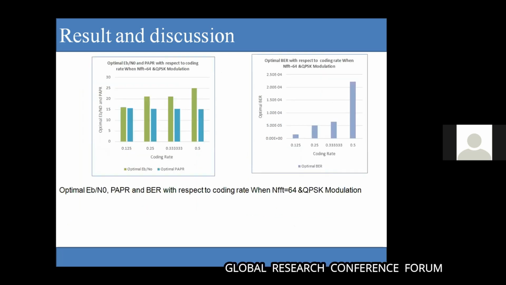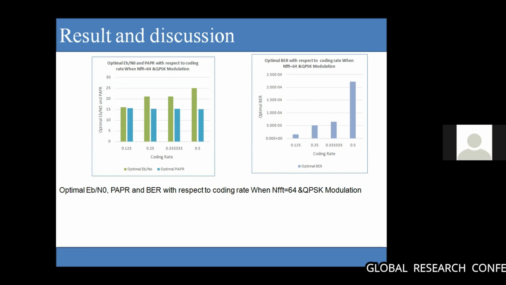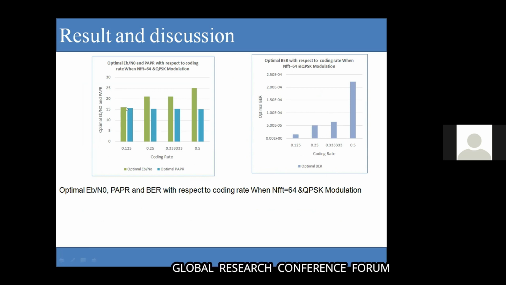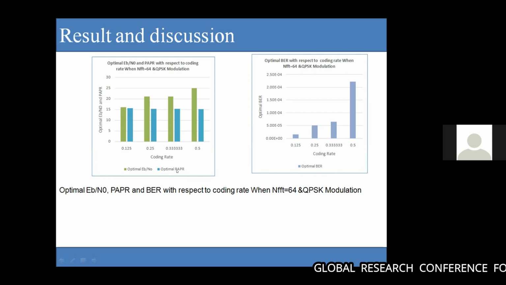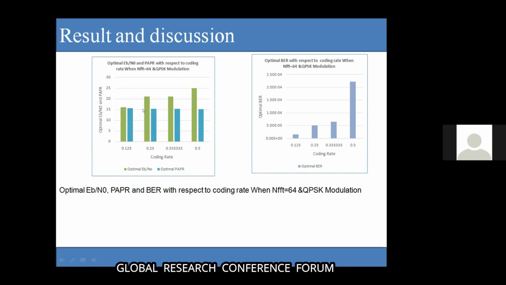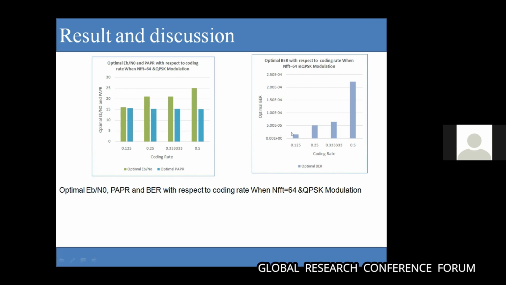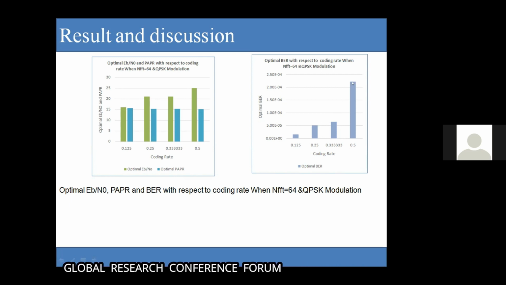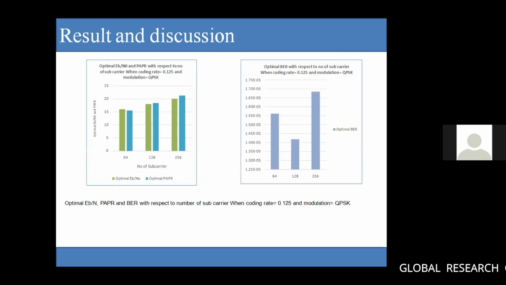Now, in the next result from the graph, it is clear that the optimal Eb/N0 value increases with respect to the coding rate also. The optimal PAPR is almost constant with respect to the coding rate. The optimal BER value also increases with respect to the coding rate. So this is about the result.